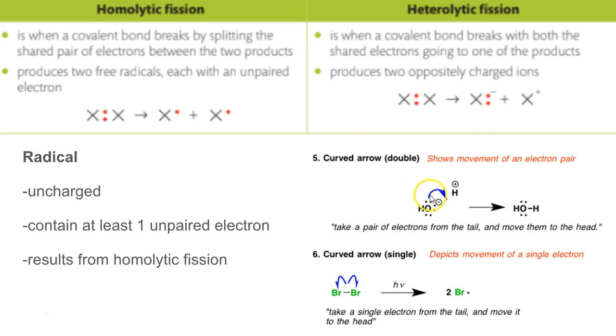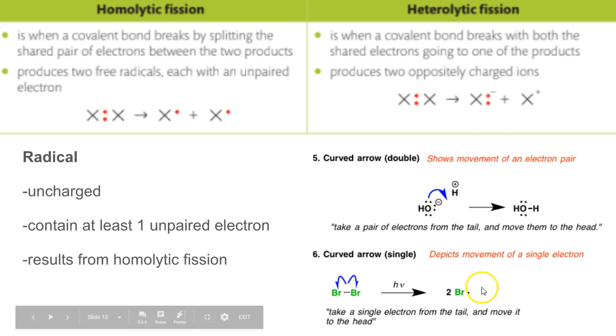Now, just some conventions. When we draw these mechanisms, you always have to draw arrows from either bonds or electron pairs, because that's where the reaction is starting from. If you're showing a movement of an electron pair, you can use this double-pronged arrow. However, if you're showing the movement of just a single electron, like in homolytic fission, you have to draw these single-pronged arrows.